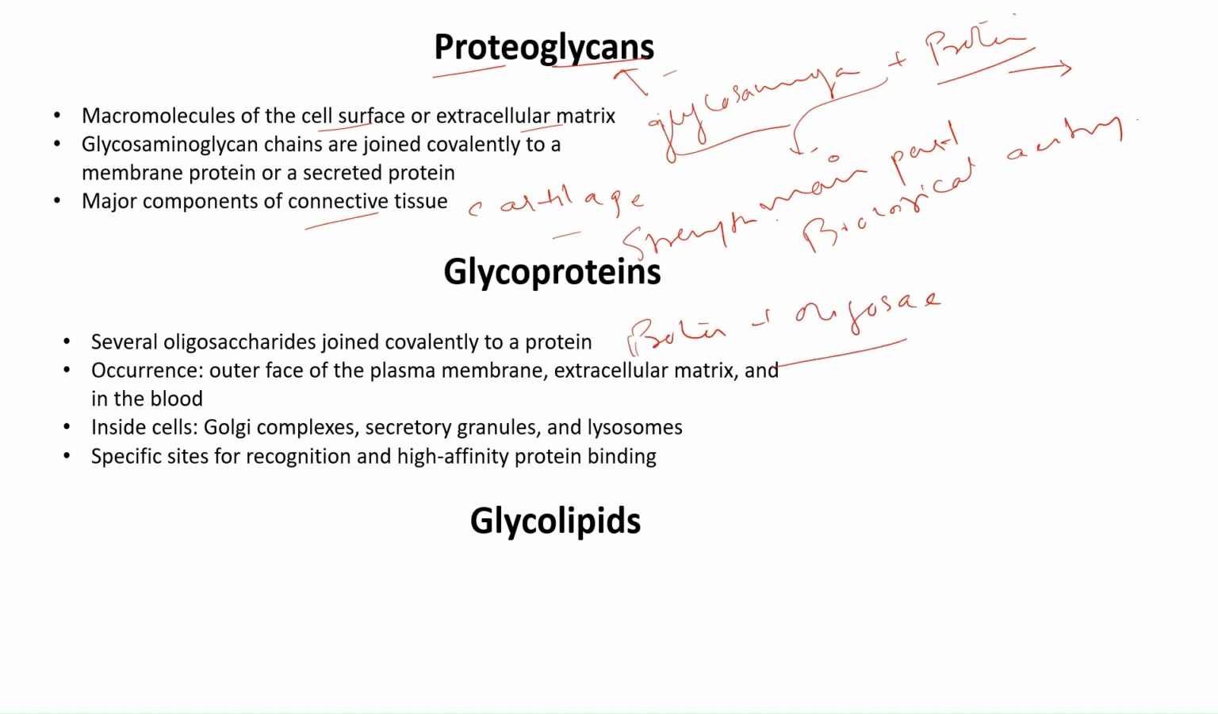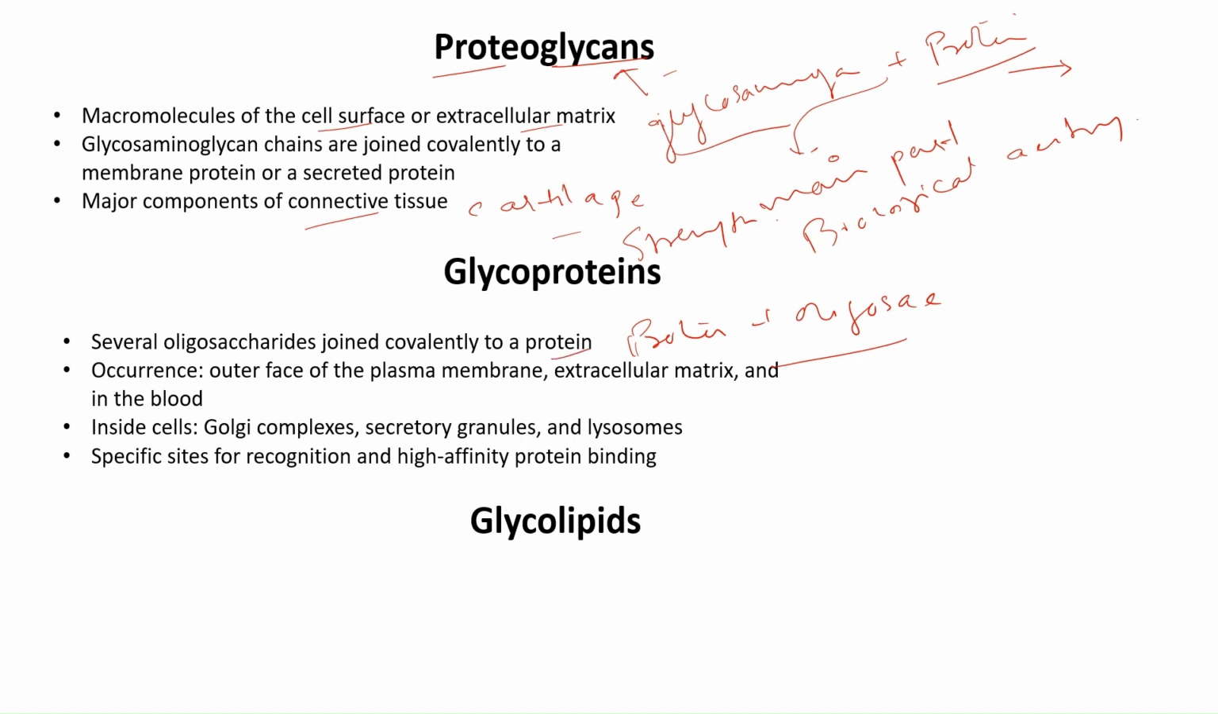Don't get confused between proteoglycans and glycoproteins. Proteoglycans are also a combination of carbohydrate and protein. Glycoproteins are also a combination of carbohydrate and protein. But in the case of proteoglycans, the protein is paired with glycosaminoglycans, whereas in glycoproteins, the protein is paired with oligosaccharides. So glycoproteins are the conjugates in which several oligosaccharides join covalently to a protein.